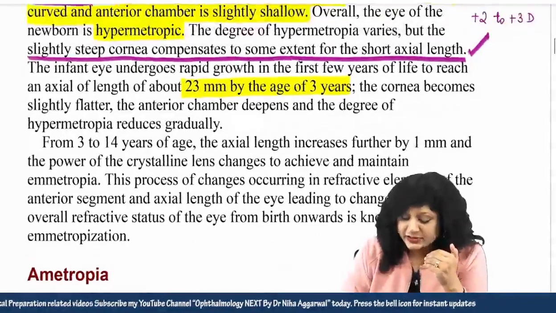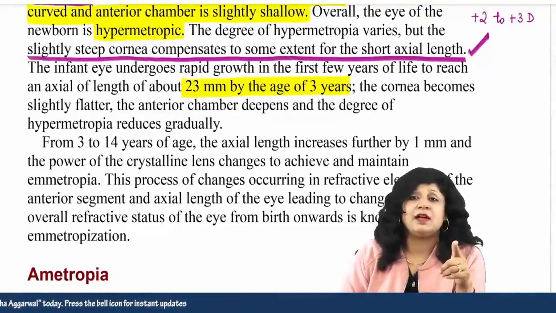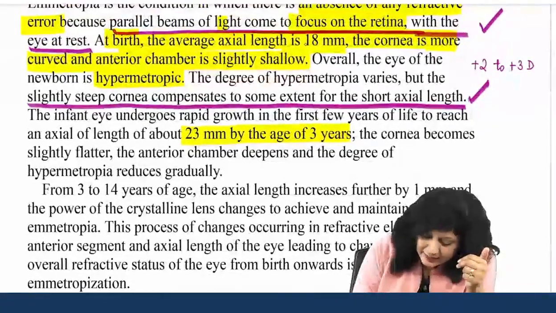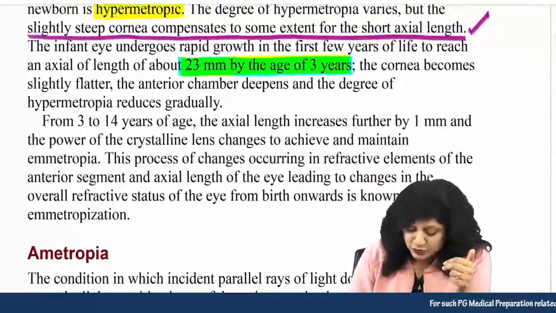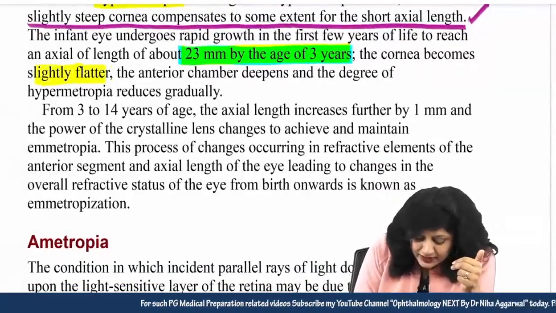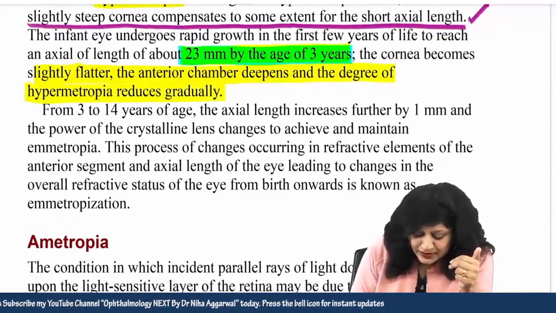It started with +2 to +3 diopters hypermetropia with the 18 mm of axial length, and very slowly it is reaching 23 mm by the age of 3 years. The cornea becomes now flatter and the anterior chamber deepens and the degree of hypermetropia gradually reduces.